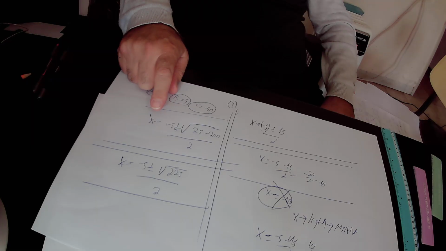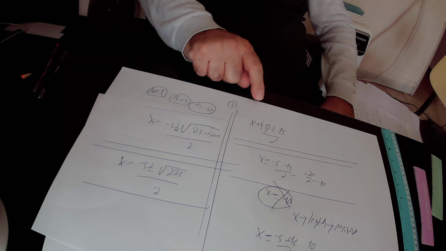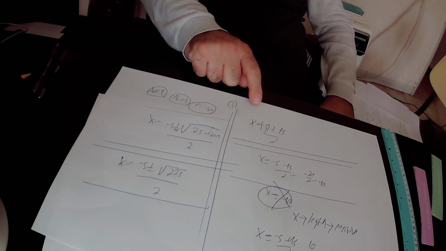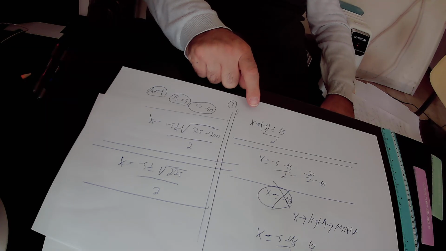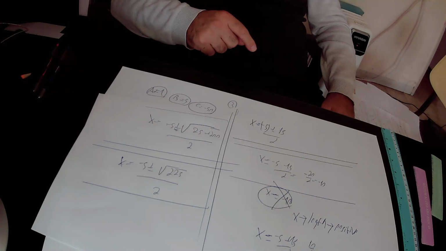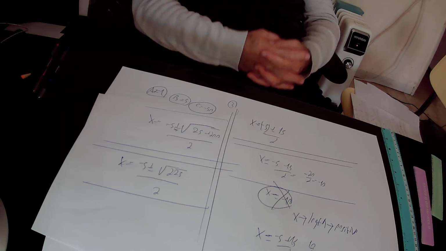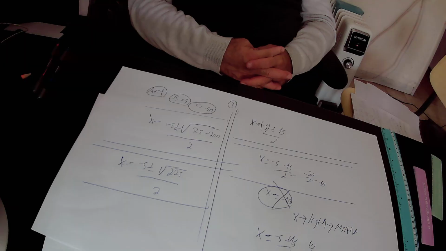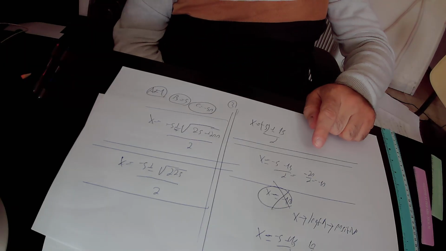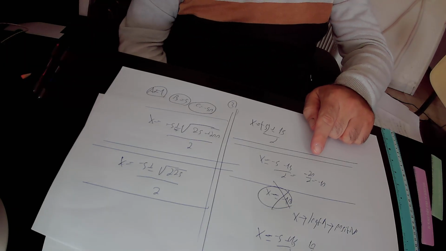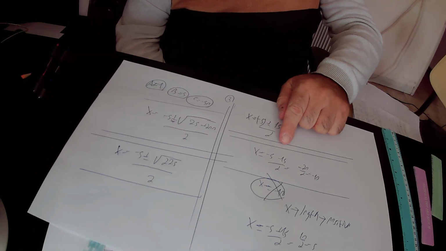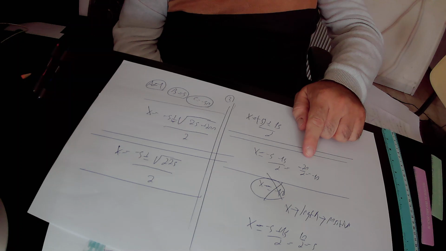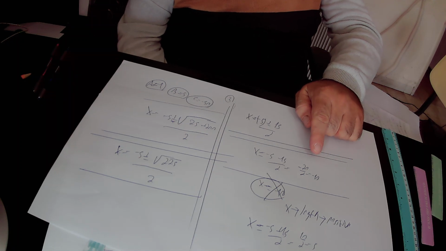Here we take the root, and finally find that x equals minus 5 plus or minus, and the square root of 225 is 15. So x equals minus 5 plus or minus 15 over 2. So here we have two possible solutions for x. The first solution is x equals minus 5 minus 15 over 2. Minus 5 minus 15 is minus 20, over 2. Minus 20 over 2 is minus 10.